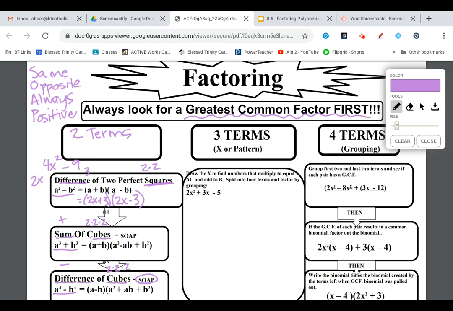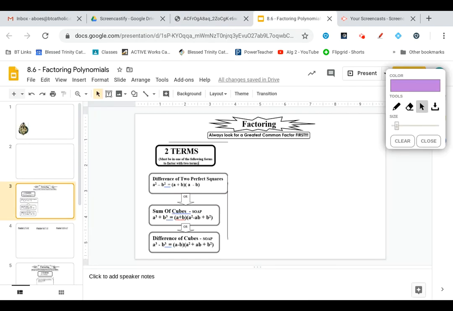So if I have a sum of cubes, then I'm going to do my same sign in my first factor, opposite sign, and then always positive. And my difference of cubes, I'm going to do same sign, opposite sign, and then always positive. So let's look at a couple of different examples together.